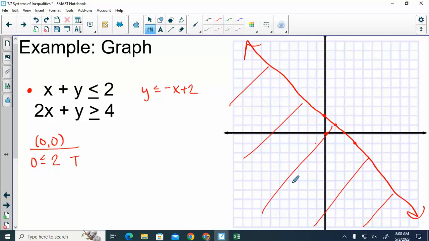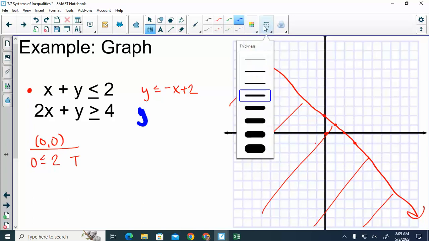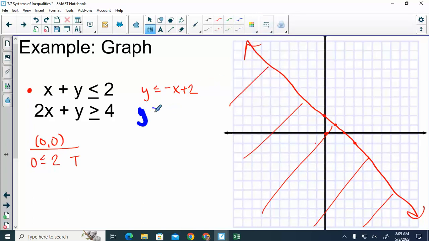So can we just do what we did with lines? For now, yeah. At the very end, we'll mark our final answer. All right. So now go to the second one. So you have to solve for y. So you have y is greater than or equal to negative 2x plus 4. So y-intercept is 4. Slope is negative 2, so down 2 over 1. Solid or dashed? Solid because it has the equal to.